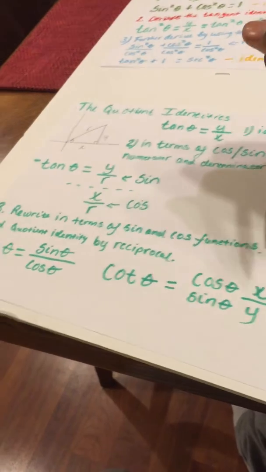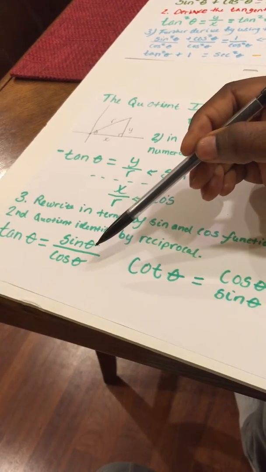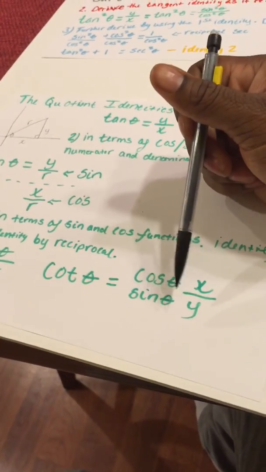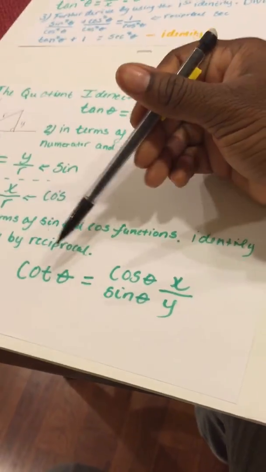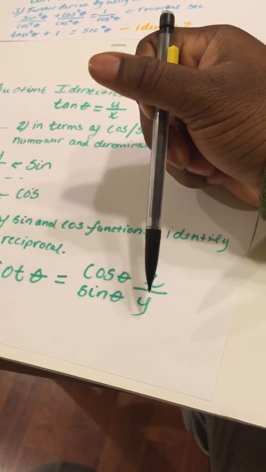To rewrite and include the functions, tangent of theta is equal to sine of theta divided by cosine of theta, and its reciprocal, which is the other quotient identity, is cotangent of theta equals cosine of theta, x, divided by sine of theta, y.